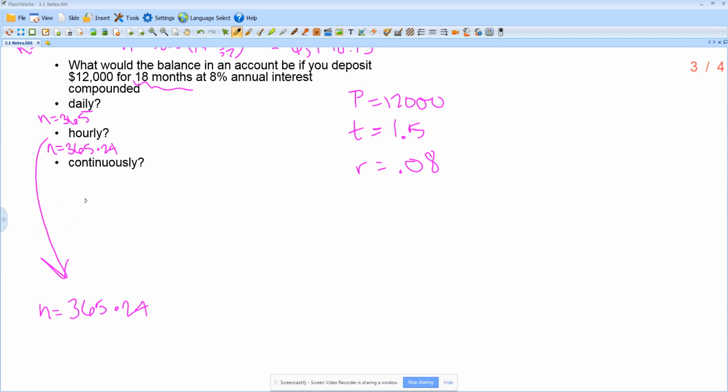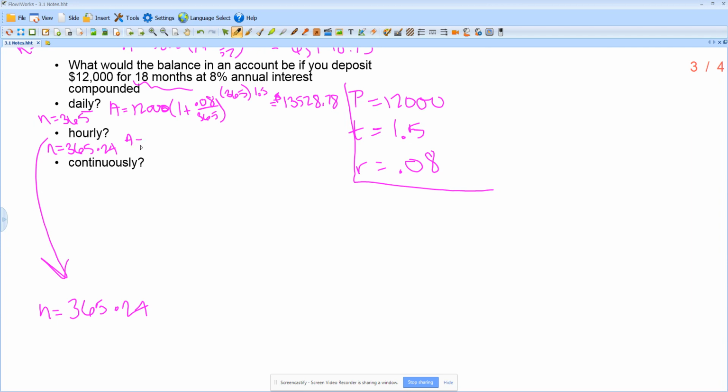And continuously means we're going to be using a different formula, so we're not going to have to worry about N. So if I want daily, A equals P, 12,000, times 1 plus R, 0.08 over N, 365, raised to the N, 365, times T, 1.5. And what that gives me is 13,528.78. And again, that's just a matter of typing this into your calculator.